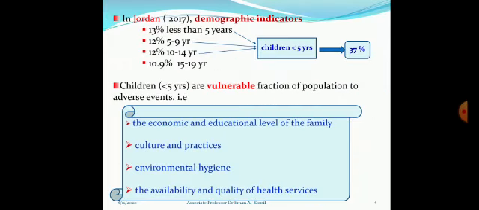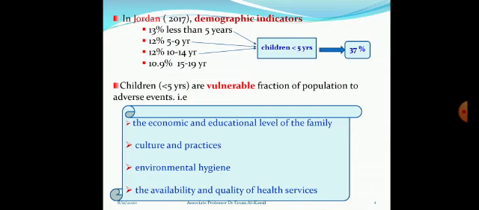In Jordan, according to the statistics of 2017, the demographic indicators estimated that nearly 37% of children are under the age of 5 years. So we have a good proportion of children. They need good health services in order to ensure that they grow normally.